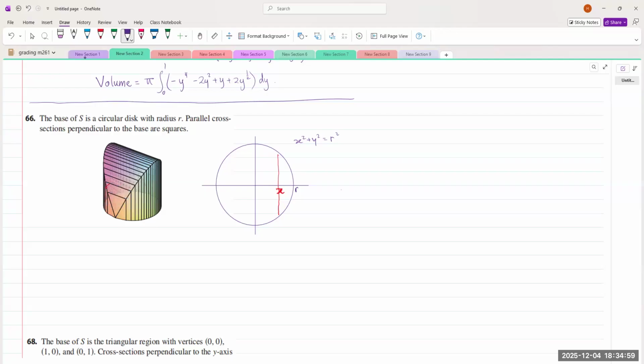Maybe let me do it this way. If I pick one of the squares, this will be the base. This guy pairs with this guy. And then the square will be this one.